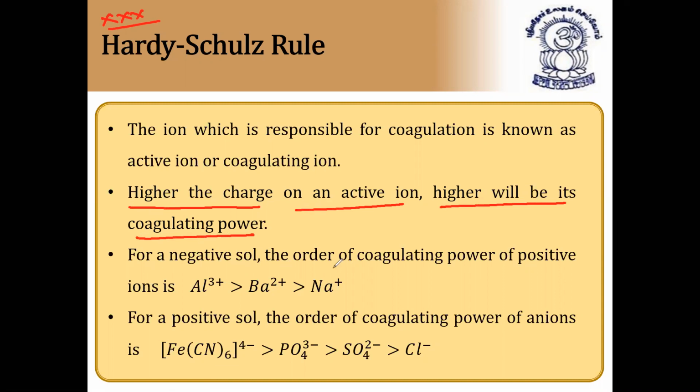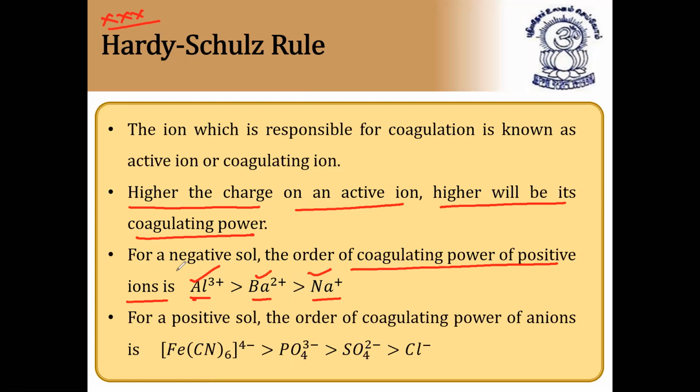For negative sols, the order of coagulating power of positive ions, which can coagulate more easily? The ion with the higher charge, the higher the charge on the active ion. For example, aluminum, what is the charge? +3, barium +2, sodium +1. So the order of coagulating power will be aluminum having greater coagulating power than barium, than sodium.